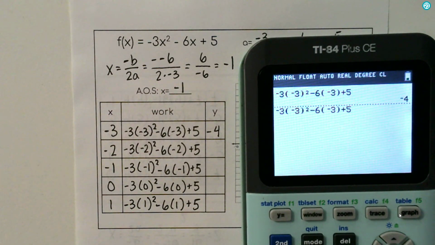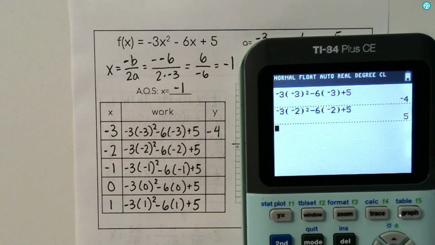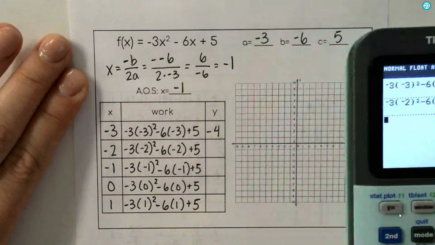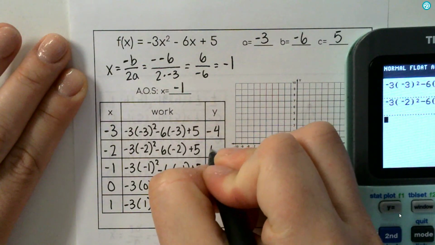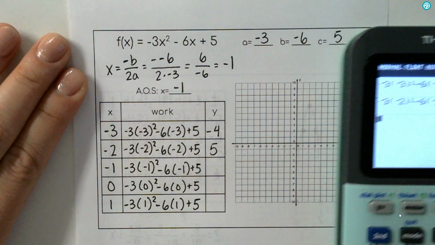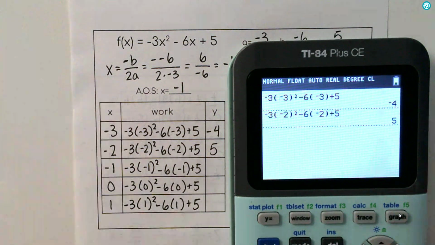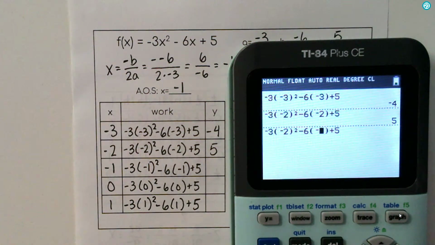Then I'm going to scroll second enter, get it back, replace with the -2. So keep the negative and put in the 2. I get 5. Did other people get 5? Yes, no, maybe so. Hope so. And then I'm going to do the -1.